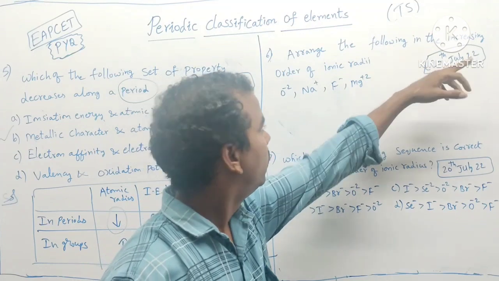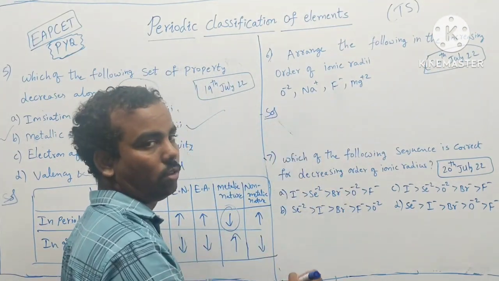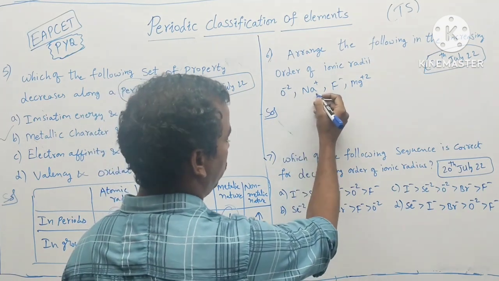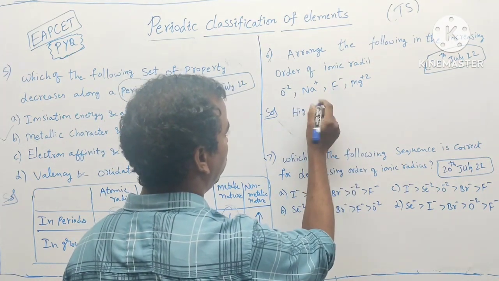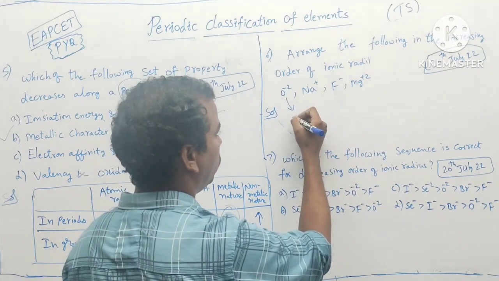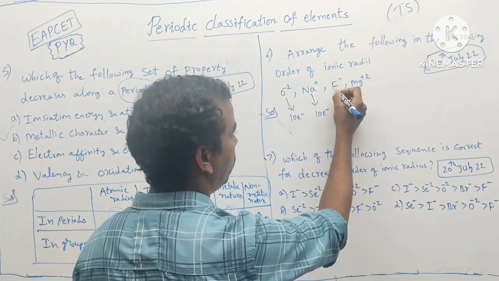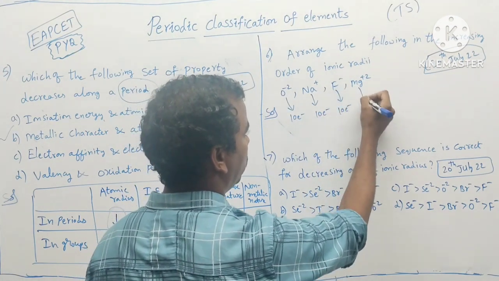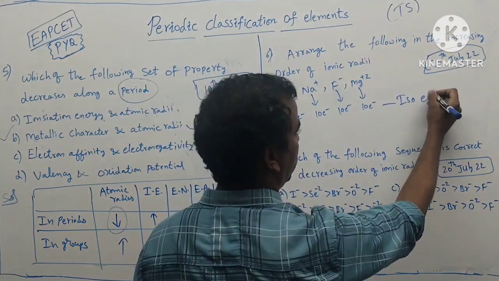Next question. Arrange the following in the increasing order of ionic radii: O-2, Na+, F-, Mg+2. These are isoelectronic species. O-2 has 10 electrons, Na+ has 11 minus 1, 10 electrons, Mg+2 has 10 electrons. So they are isoelectronic species.